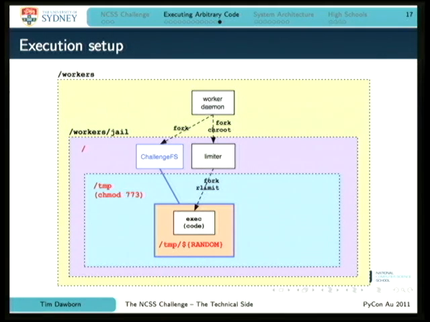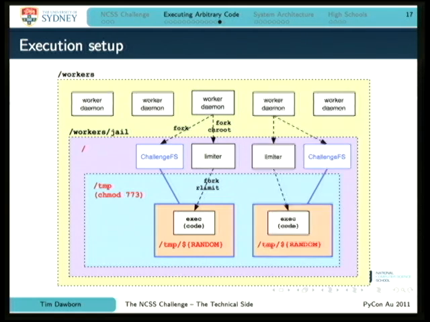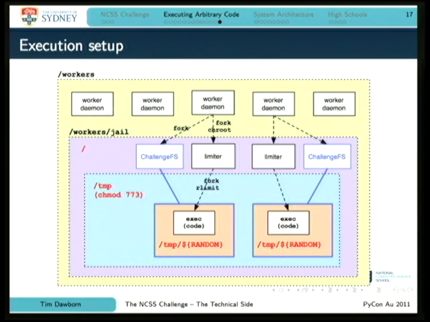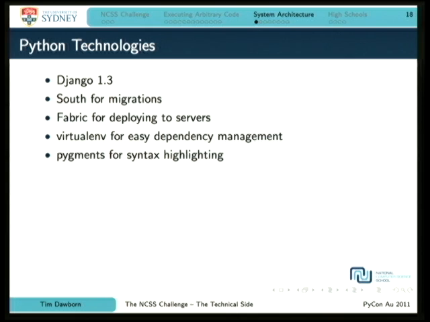For every test case that's run, this challenge FS, this special file system, gets invoked in /temp/random, and the user's code gets invoked in there. And then we get to monitor every single I/O call the user makes. Then we have multiple workers per physical machine, and then we have multiple physical machines. This process then all scales out. And that's, in a nutshell, how we restrict code. I'm sure there'll be some questions about that afterwards.